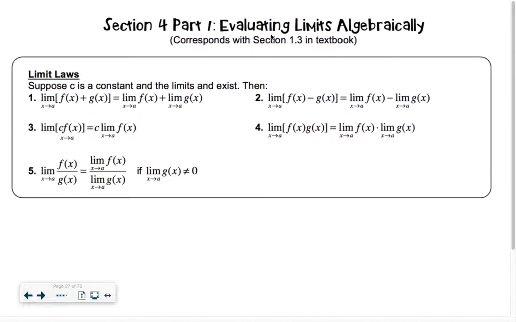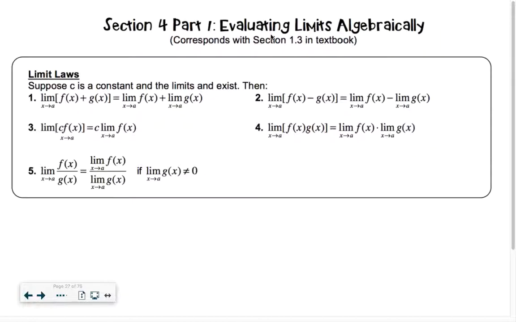So we have limit laws, and I just have these all written out for you. All of them should kind of make sense. If we have the limit as x goes towards a number of f of x plus g of x, it's the same as if I split it apart into two separate limits. So the limit as x goes to a of f of x added to the limit as x goes to a of g of x. The same works for subtraction. The same works for multiplication.